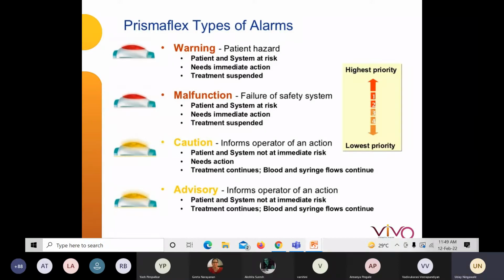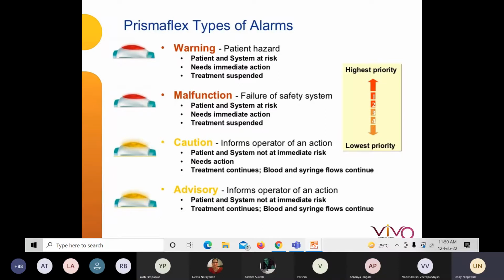Orange indication informs the operator of an action. Patient and system are not at immediate risk. These actions are not an immediate risk, but if neglected, there will definitely be a problem to the system or maybe to the patient. In this condition, the treatment will continue. Blood and syringe flow continue. So advisory informs operators of an action. Patient and system are not at immediate risk. Treatment continues, and blood pump and syringe flow continue.